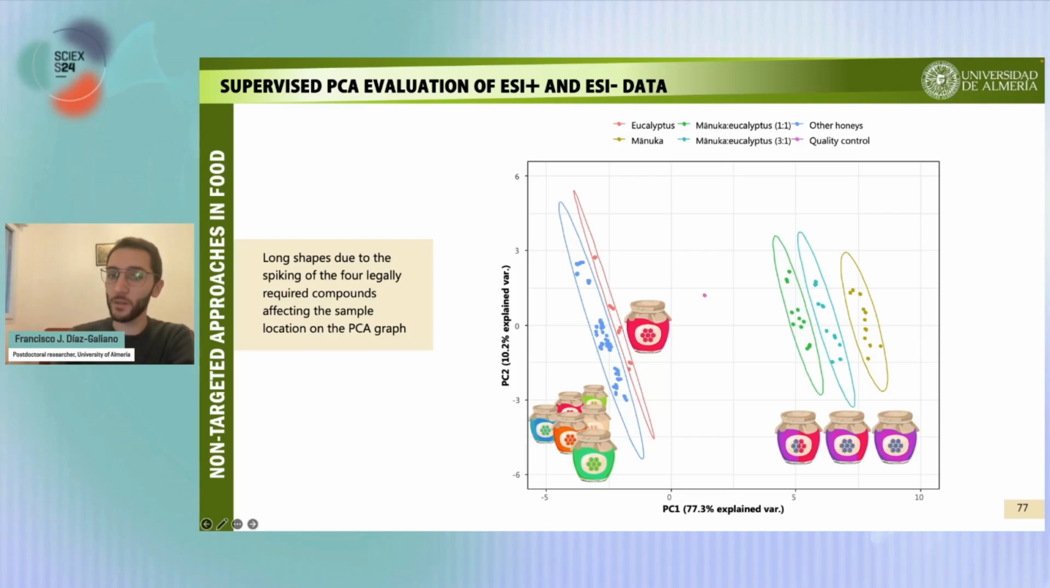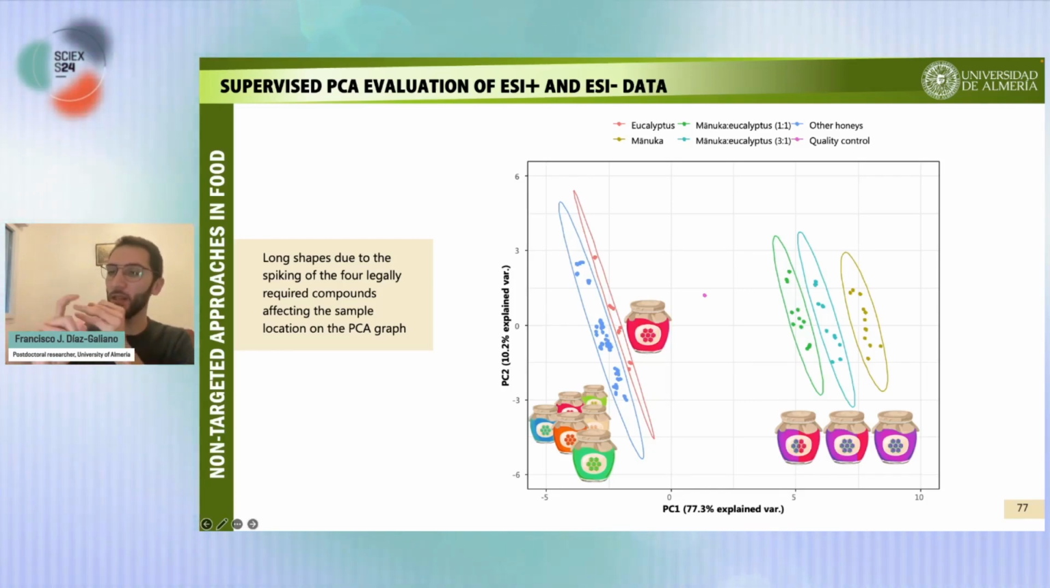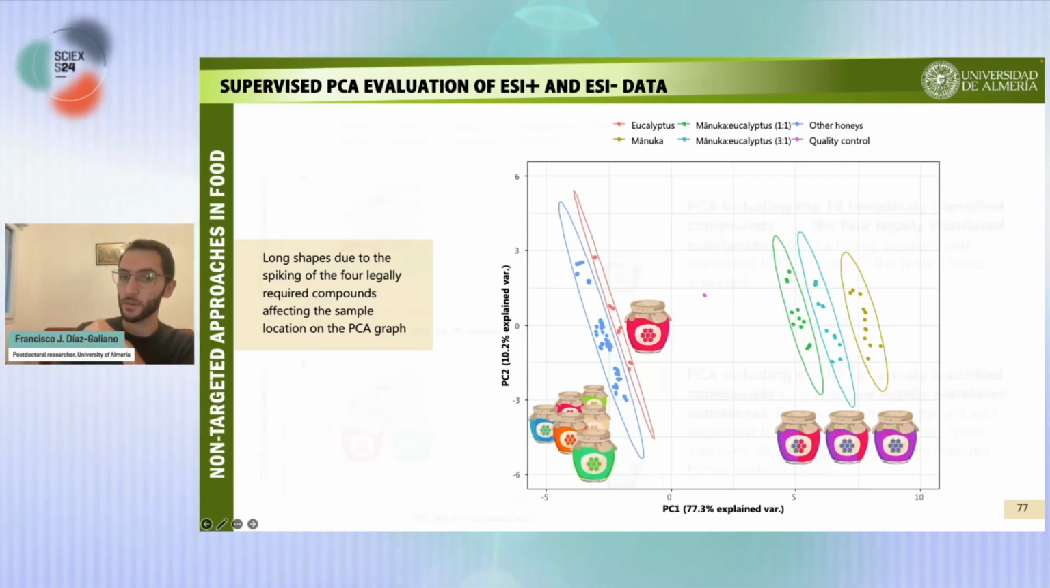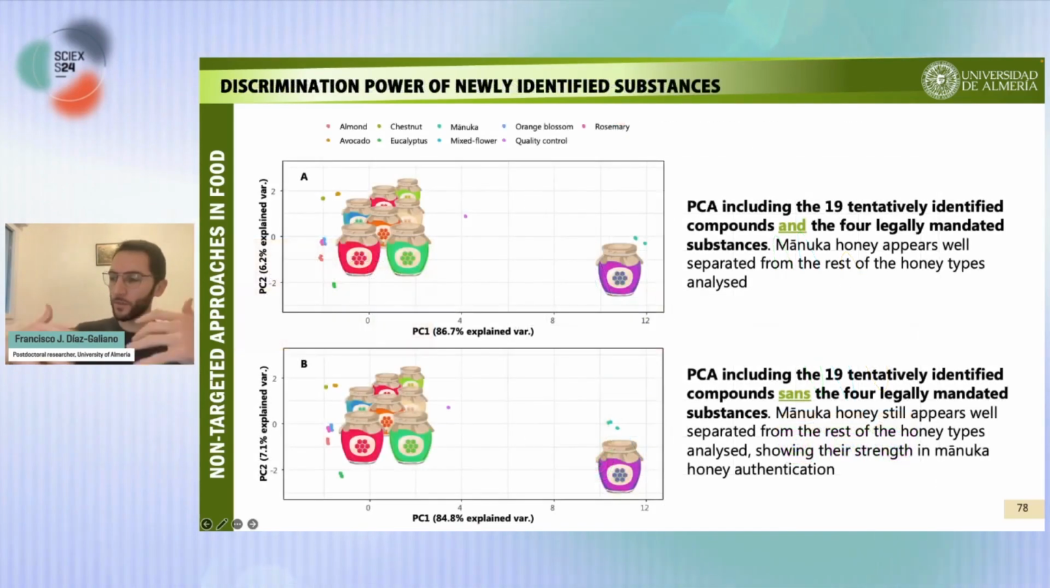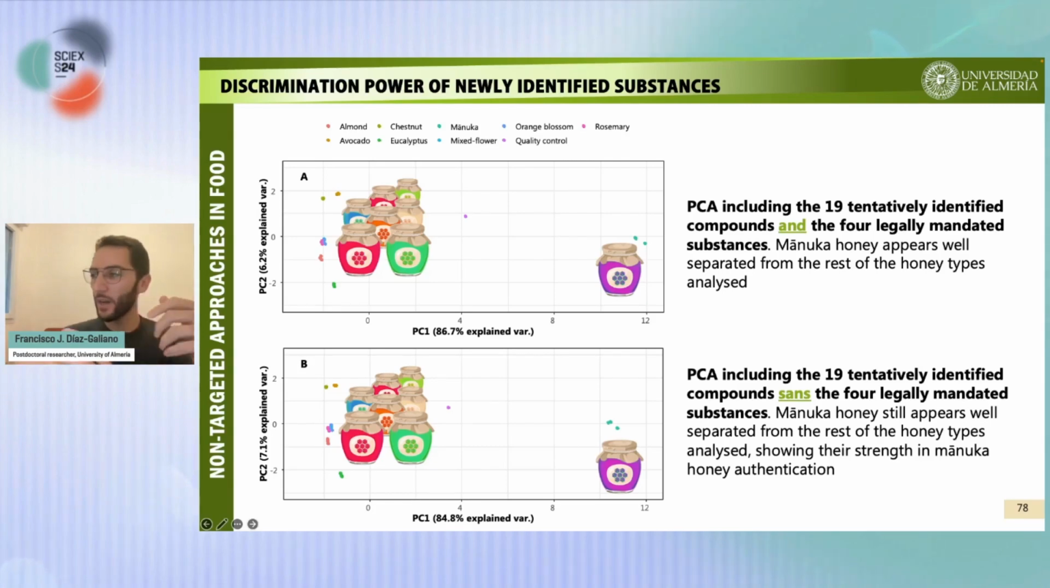Moreover, this created model based on the 23 natural products allowed to differentiate authentic, non-adulterated Manuka honey even from the worst case scenario, which is 75% purity and the spiking of 4 legally mandated compounds. And when we remove these 4 legally mandated compounds and focus only on the 19 newly identified compounds, thanks to the Kitov technology, you can see how having them or removing them, the 4 legal compounds, makes little difference, and that Manuka honey can be very well differentiated using these features.